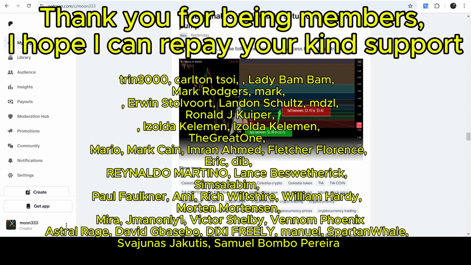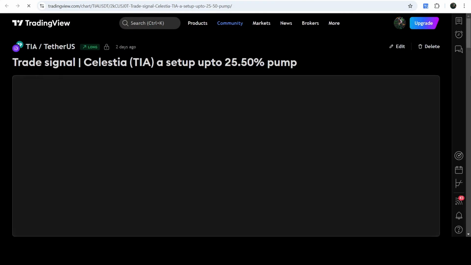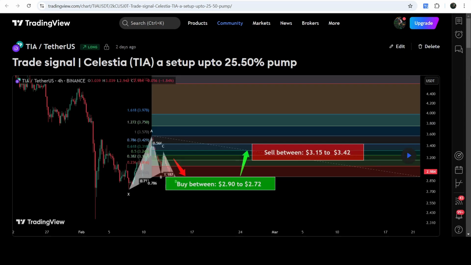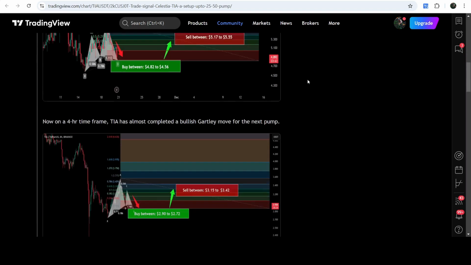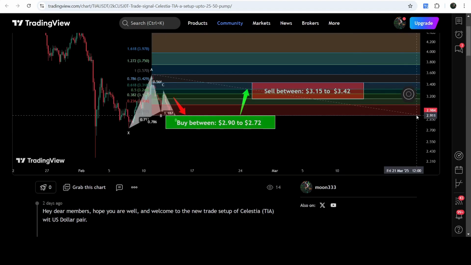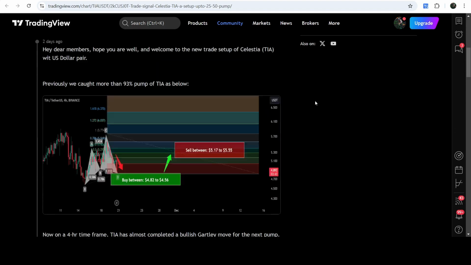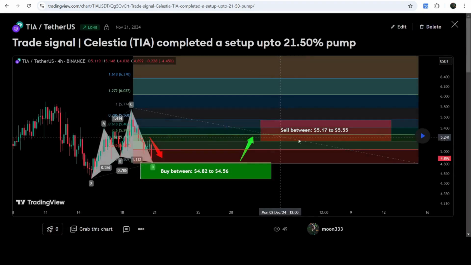First of all, let me begin with my most recent trade signal for TIA that I shared a few hours ago with my members. That was a bullish Gartley pattern that TIA almost completed on a 4-hour time frame chart with the US dollar pair. By the way, I shared this move almost 2 days ago with my members. And this was a complete trade setup, with buy entry, sell targets, and the stop loss. Now if I play this chart, you can see that the price has started a very nice reversal and reached the sell targets. Before that, we caught almost a 93% pump.